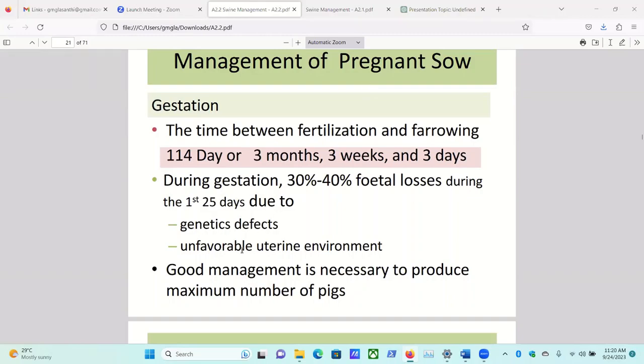That means how long it will take to obtain piglets after fertilization has taken place.